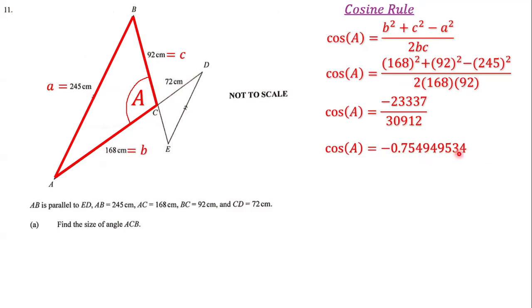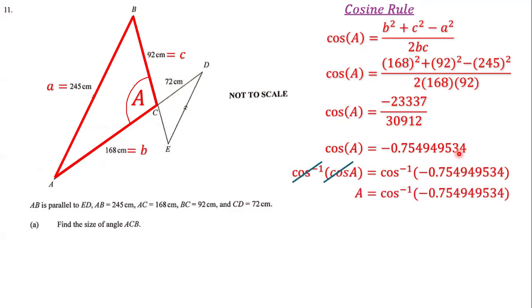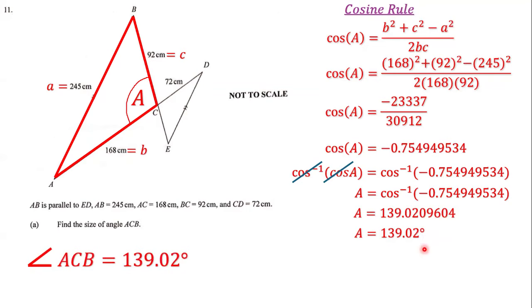When we divide these two, we get negative 0.7549495534. Next, we take the cosine inverse of both sides, so we are just left with A. A is equal to cosine inverse of negative 0.7549495534, which gives A equal to 139.02096004. Corrected to 2 decimal places, A is 139.02 degrees. That's the size of angle ACB.